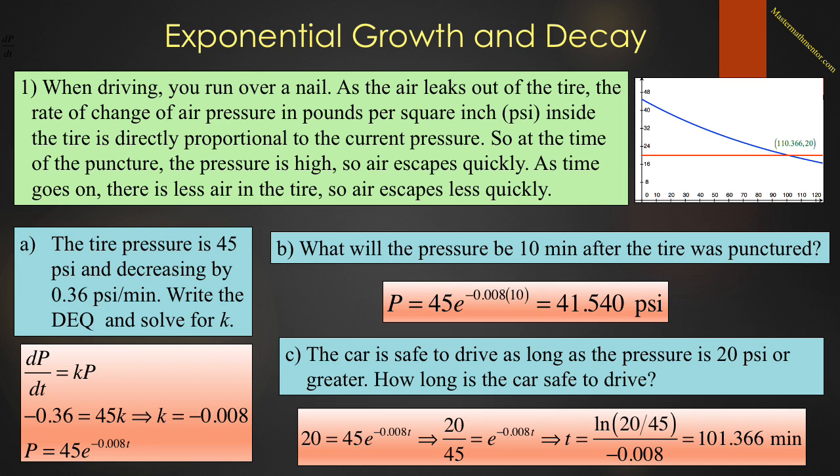Notice throughout this entire problem, we never really used calculus. The calculus was used in Part A to go from dP/dt equals kP to P equals P0 e to the kt. We've already done that work. We do not need to show the calculus again.